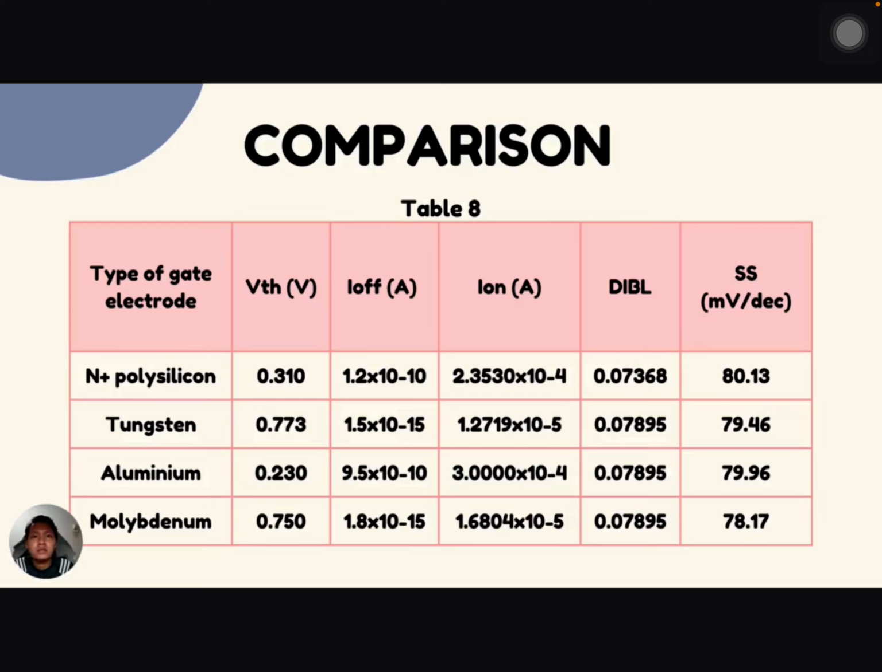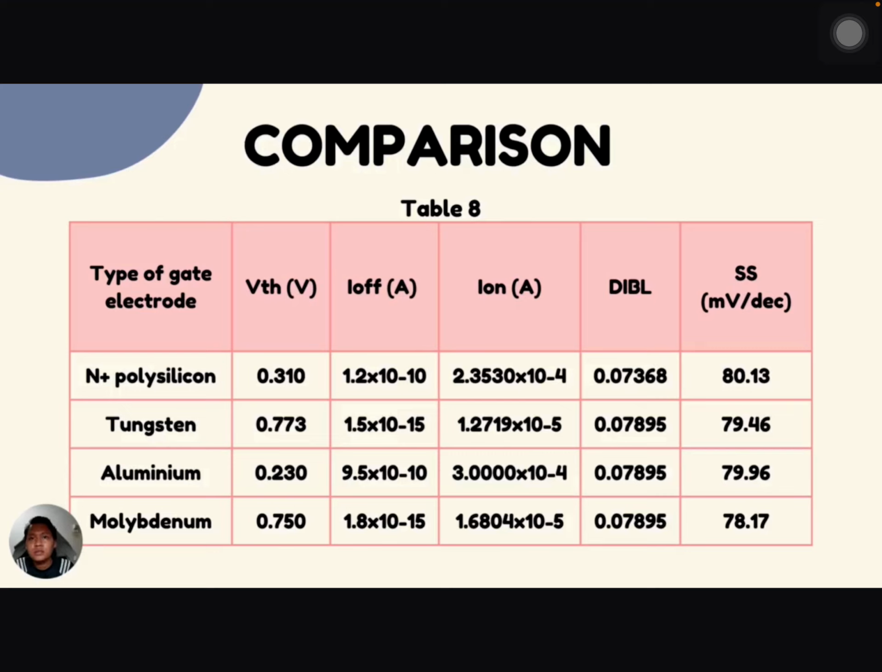Next is drain induced barrier lowering values. For N plus polysilicon, which is from device 3 part 1, the DIBL value is lower than tungsten, aluminum, and molybdenum. The DIBL values for tungsten, aluminum, and molybdenum are similar. This is because the change of the electrode does not affect the DIBL values. Next is for subthreshold slope. The highest value of SS is aluminum, and the least is molybdenum, which is 78.17.